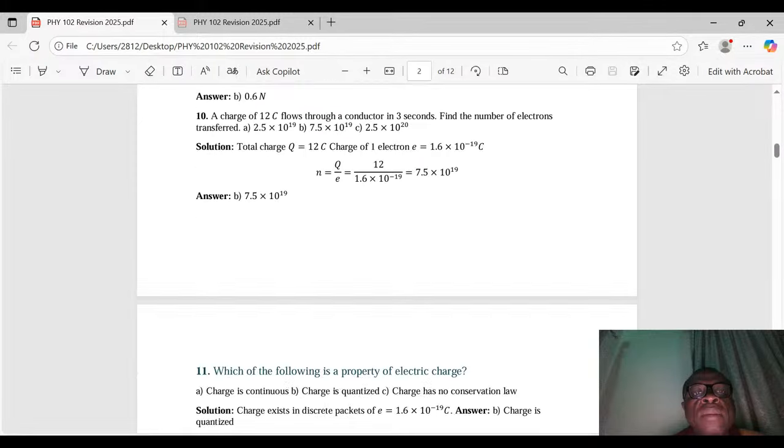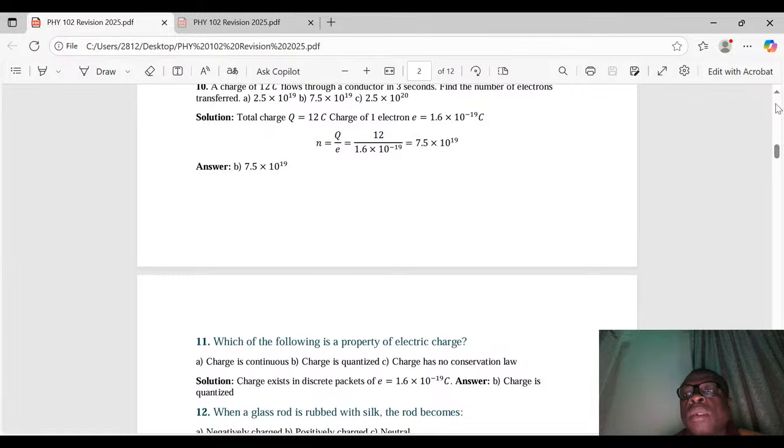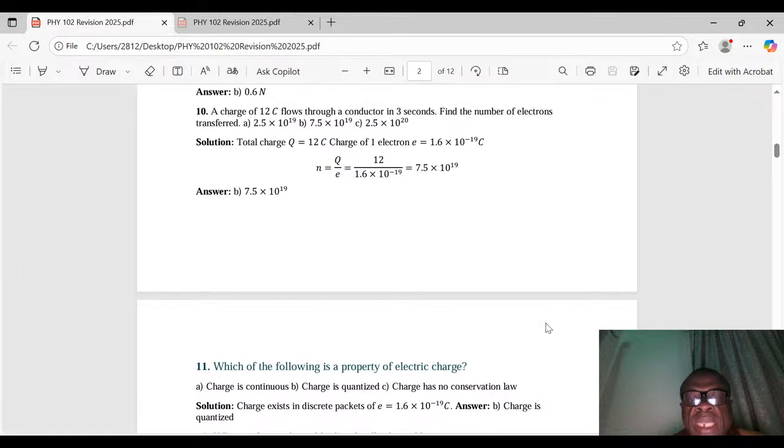So number 10. A charge of 12 Coulomb flows through a conductor in 3 seconds. Find the number of electrons transferred. We have already used this formula. N is equal to Q over E. N is the number of electrons, Q is the charge, and E is the electronic charge. E is a constant and will always be provided. So if you substitute that, you have 7.5 times 10 raised to power 19, and the correct answer is B.